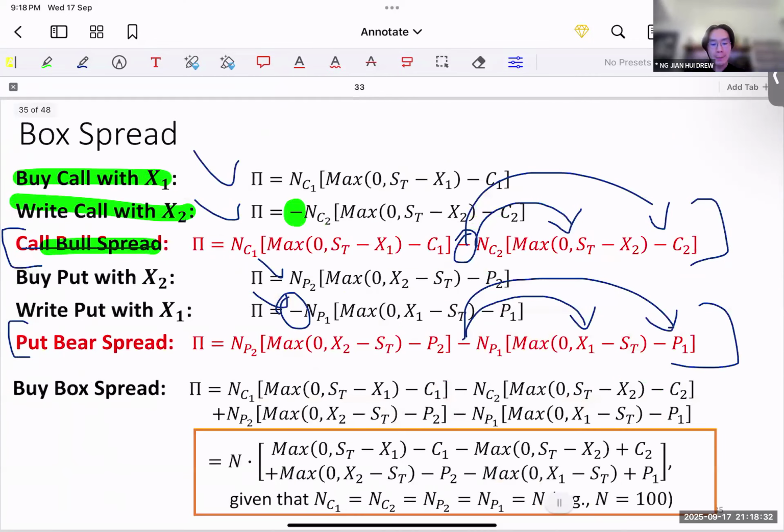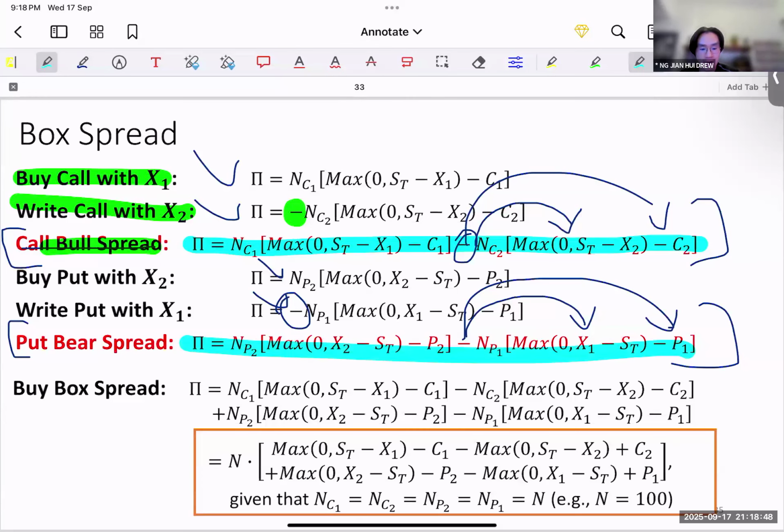Right? So a box spread combines a bull spread and a bear spread. So for box spread, you combine both together. And so basically what you get is this, right? I'm just going to highlight in light blue this one and this one here. Okay. And the aggregate you get is this.